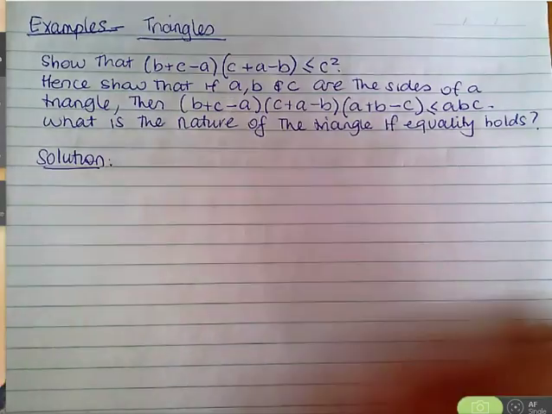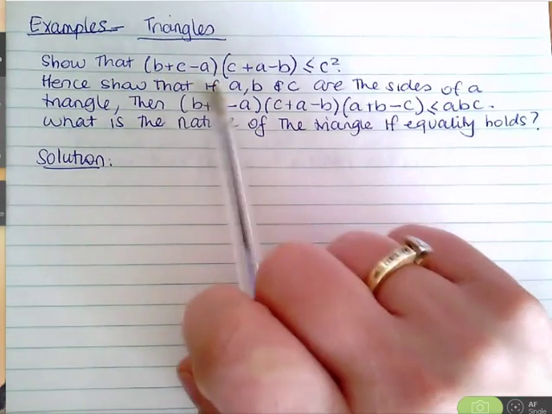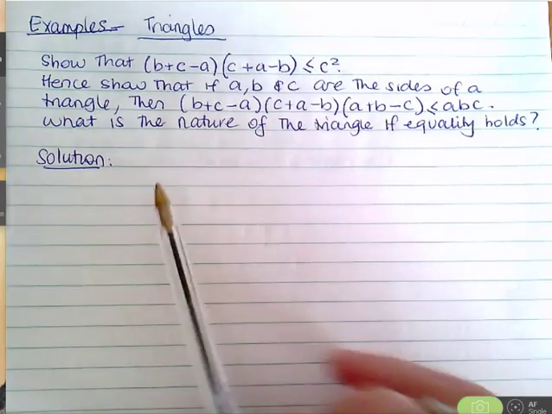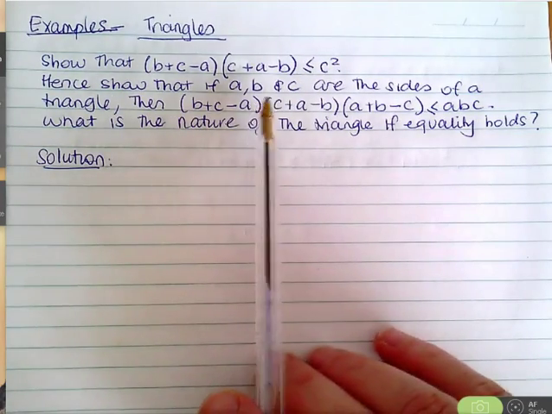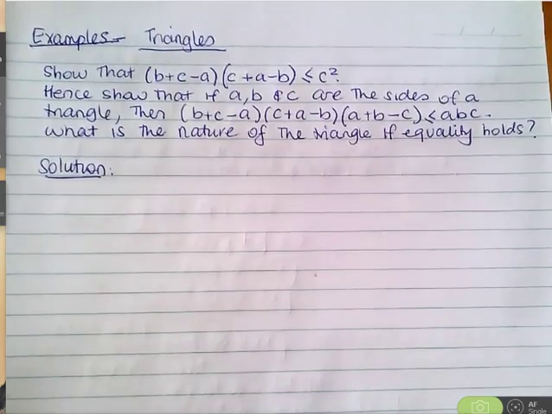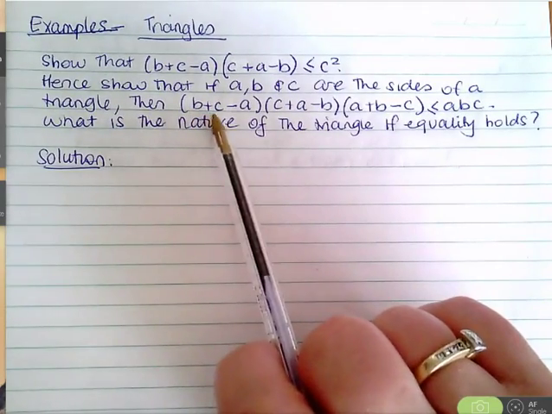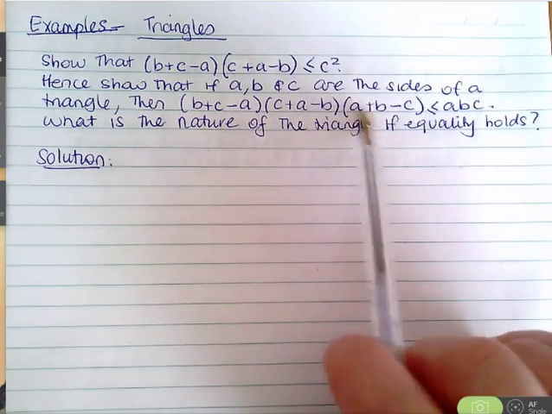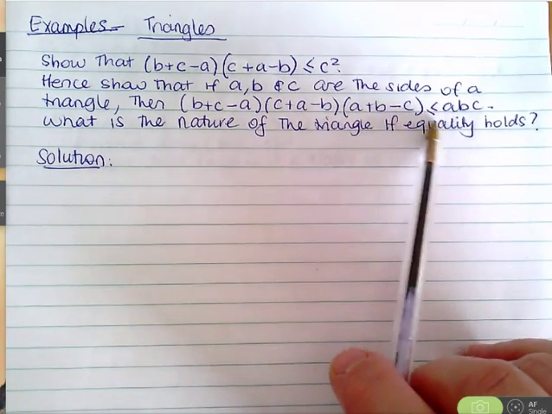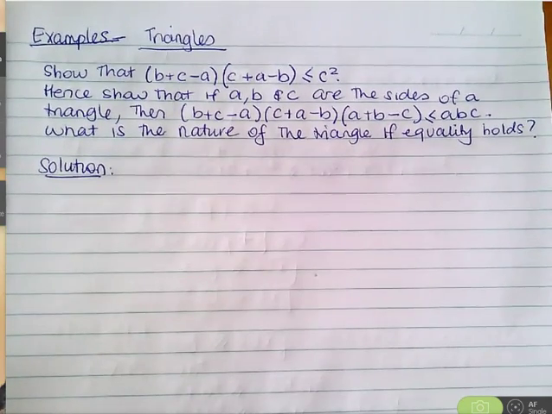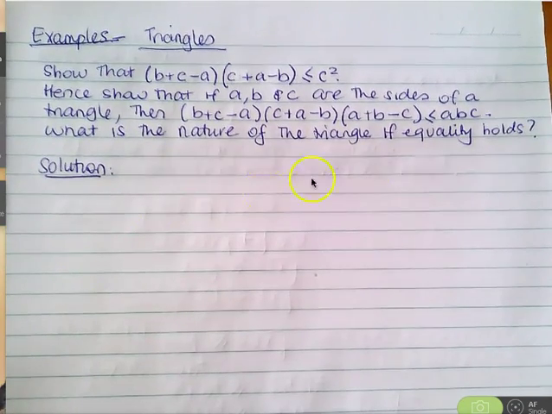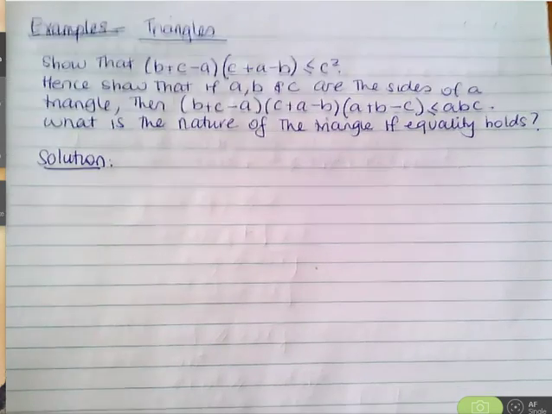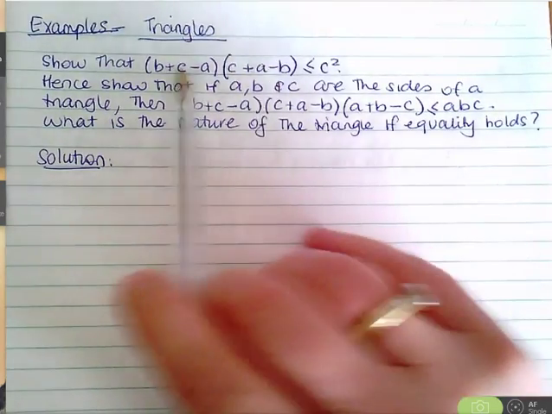Show that (b + a - c)(c + a - b) is less than or equal to c squared. Hence show that if a, b and c are the sides of a triangle, then (b + c - a)(c + a - b)(a + b - c) is less than or equal to abc, and what is the nature of the triangle if equality holds. Okay, you may want to start on this first.